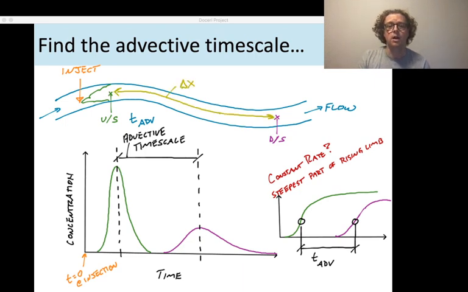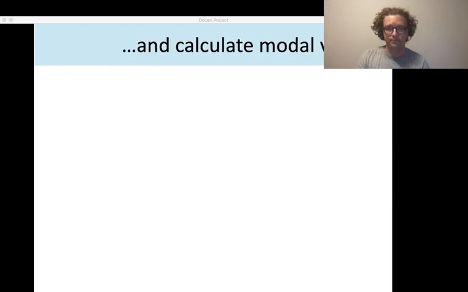Now, as we get to velocity, we need to also know not just the time scale, but the distance. So I've shown in yellow here what I'm calling delta x, the spatial scale between the up and downstream points. And from there, we can calculate modal velocity, and it says velocity back behind where my face is.